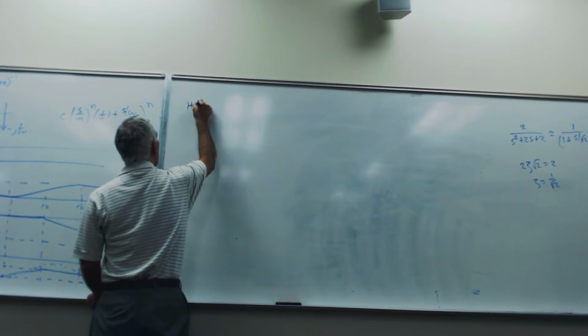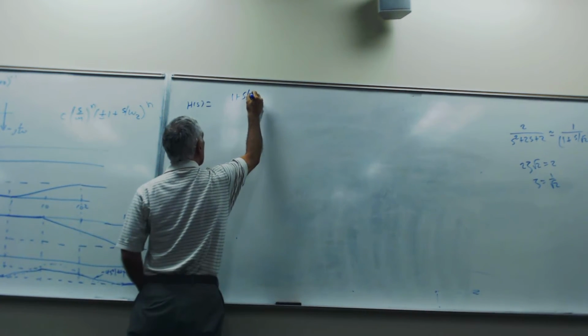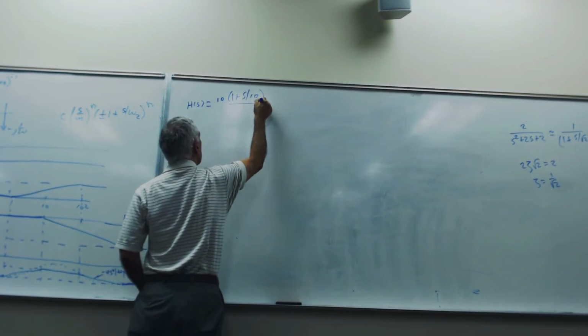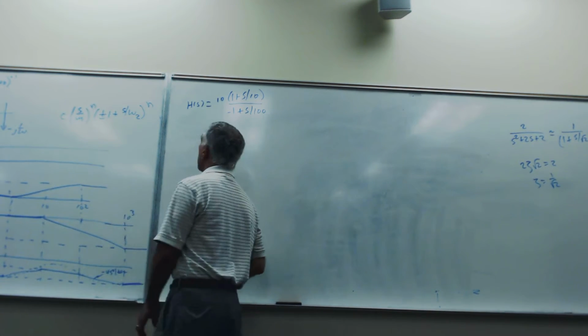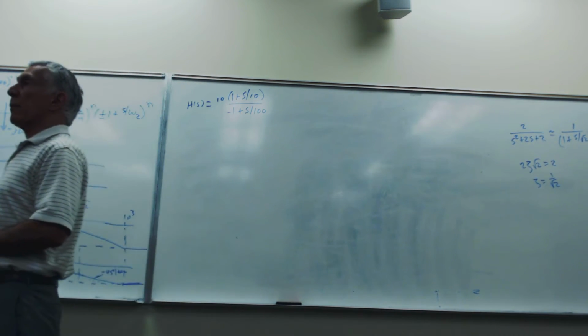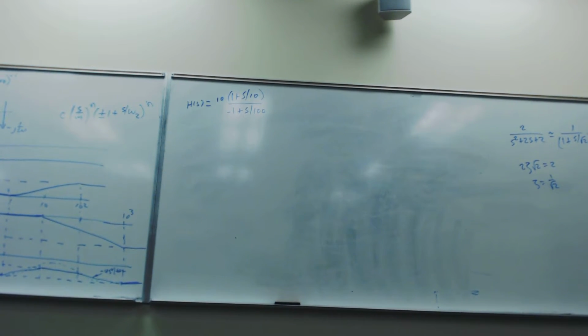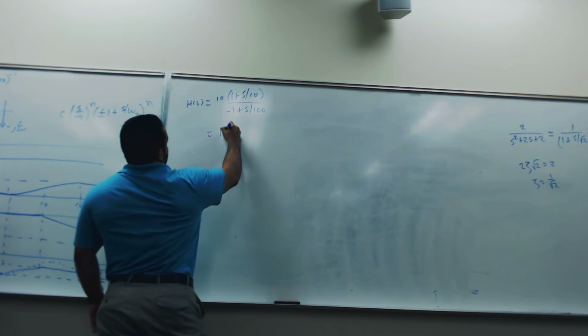Let's say H of S is equal to 1 plus S over, let that be multiplied by 10, and let this be 1 over 1 plus S over 100. Okay. And now, anybody want to try that? Do the straight line Bode diagrams of magnitude and phase. Rewrite it.